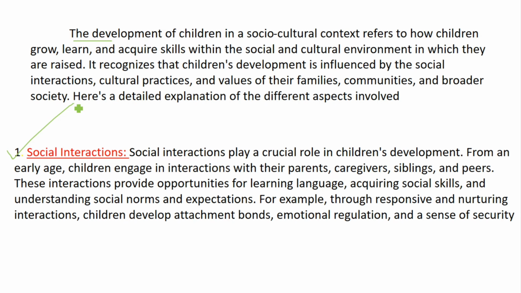From an early age, what happens? Children engage in interaction with their parents, caregivers, siblings, and peers. So in a family, the parents should be very careful when they talk in front of the children, what type of words they are using, and what type of topic they are discussing in front of the children. The parents should play a vital role in shaping their child.